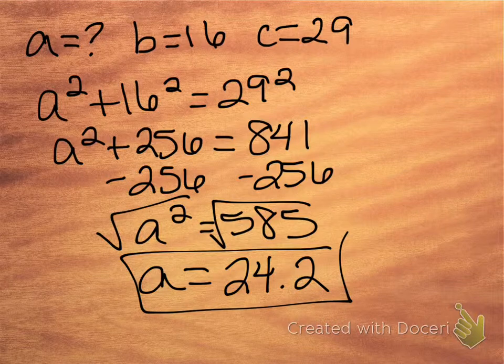We have to get a by itself, so in order to do that we have to get rid of that 256 that's on the same side, so we subtract it. 841 minus 256 is 585. We don't want to know what a squared is, we want to know what a is, so we take the square root of both sides. So the square root of 585 is 24.2, so a equals 24.2. Typically we're going to round to the nearest tenth unless we're told otherwise, because square roots, unless it's a perfect square, are going to give us a decimal that goes on and on forever, doesn't have a pattern. That's one of those irrational numbers that we talked about.